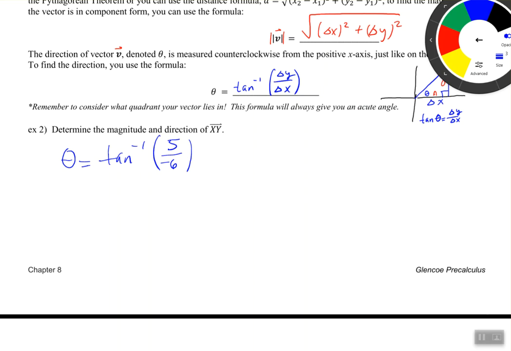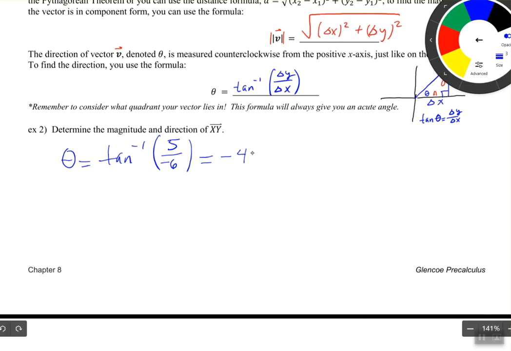And you have to decide if you want to do degrees or if you want to do radians. For right now, we're going to do degrees. So if we put the mode into degrees, and you put this in, this would be a negative 40 degrees. That doesn't sound right. That's what it would come out as.